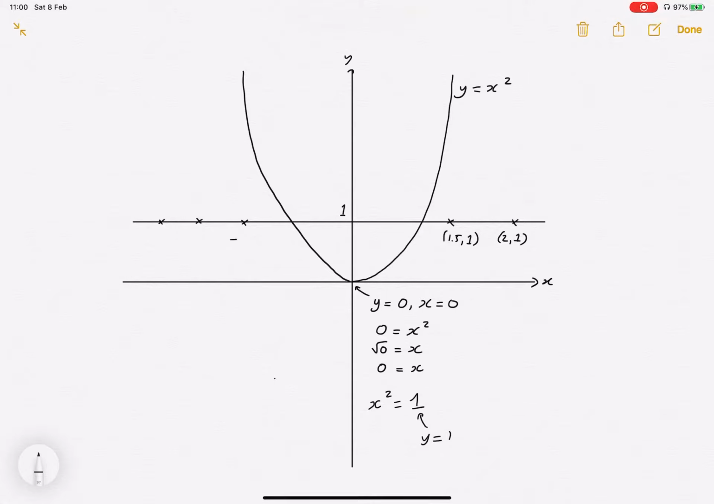All right, so what about negative 2, 1? I'm just making these numbers up just to prove a point, and so on. Anywhere on that line, y is 1.